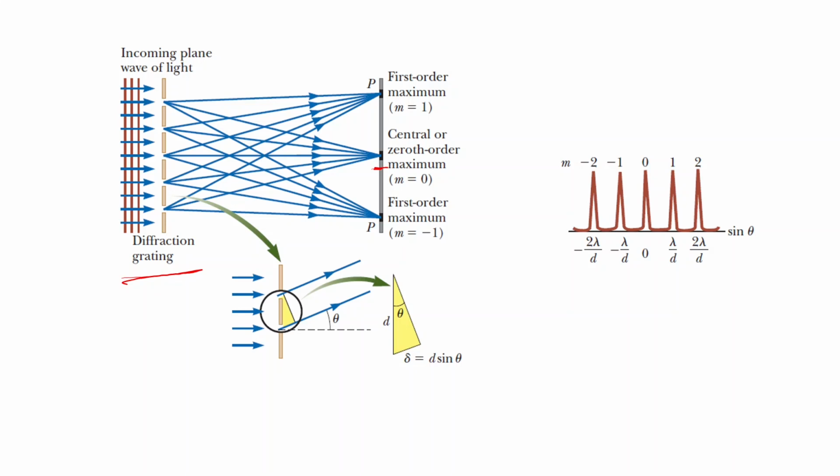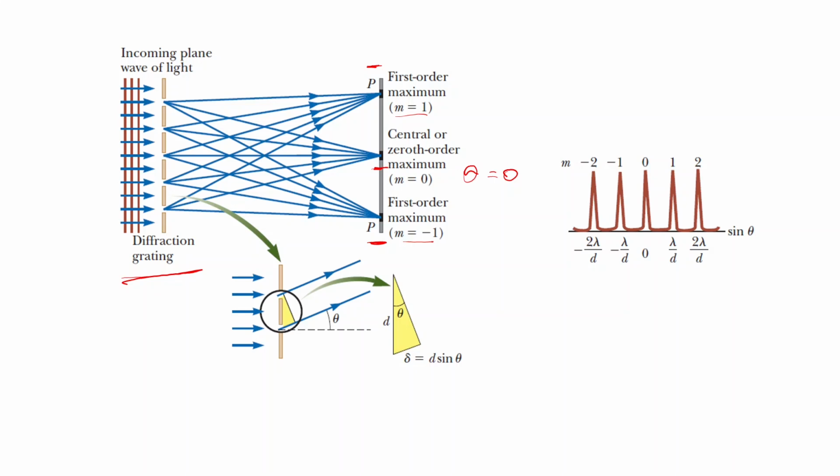So here we see this central one is the zero order maximum, and these two are first order maximum at m equal 1 and m equal -1. They are symmetric with respect to the zero order maximum at angle theta equals 0. And obviously we will have higher orders maximum, like second, third, which are just not revealed here on these schematics.